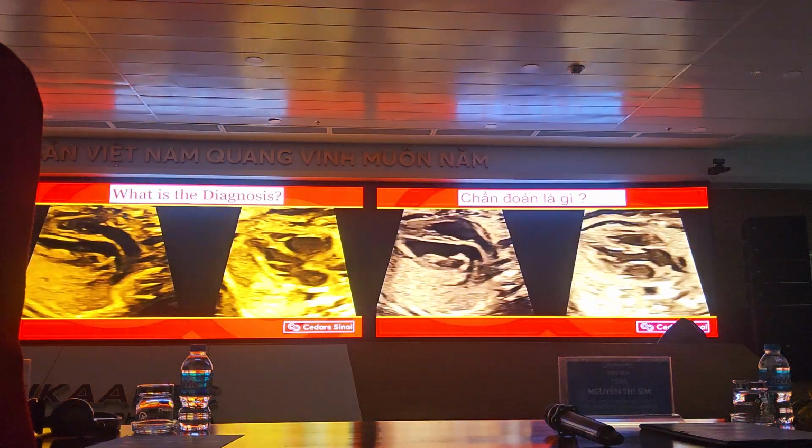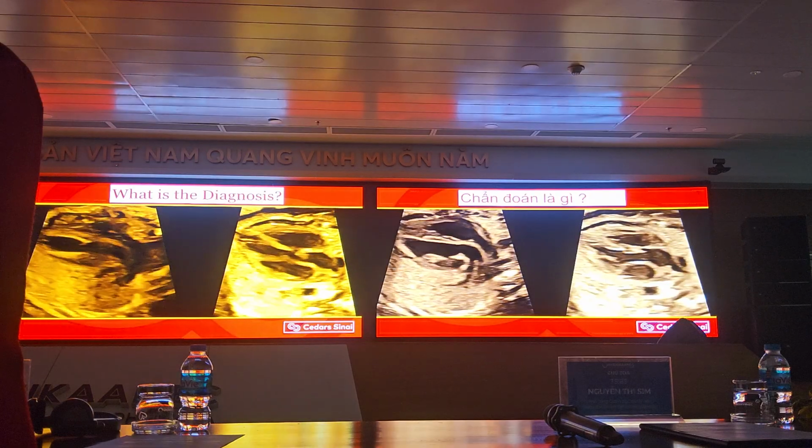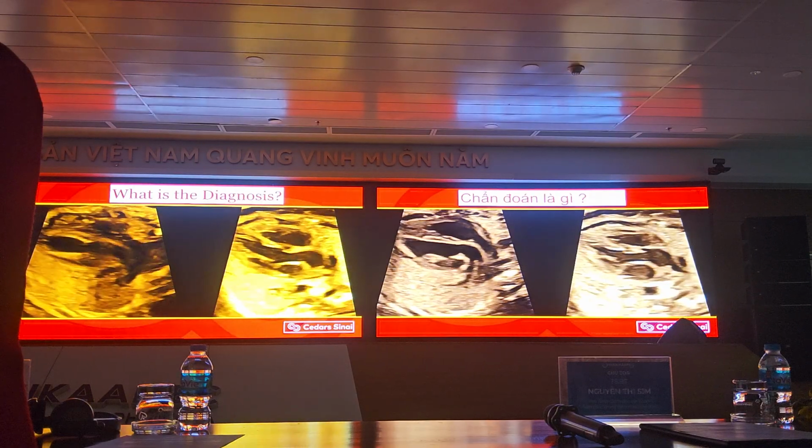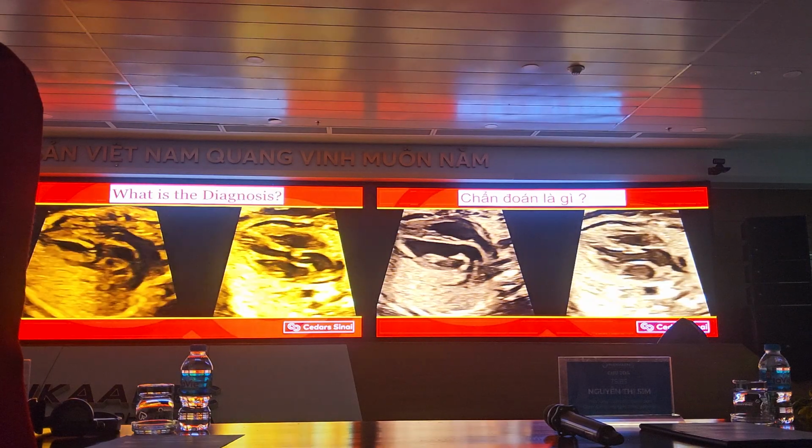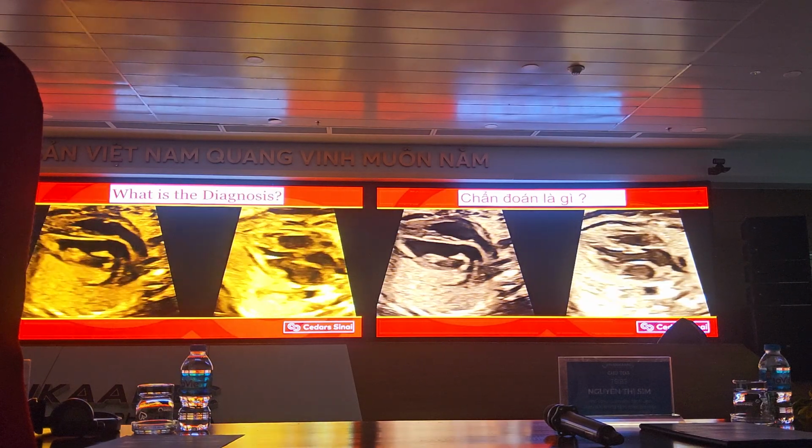So here, just to review on the left, what's the diagnosis here? You can all see, I hope, that this is transposition. But then here on the right, is this transposition?